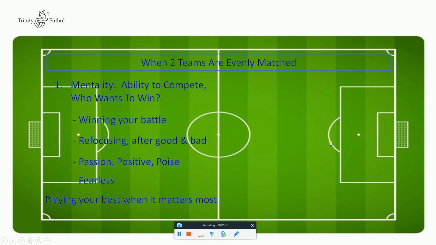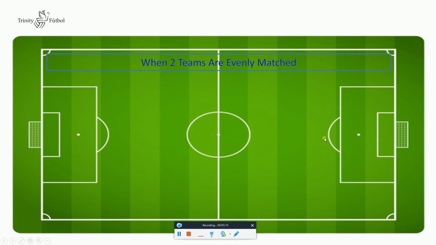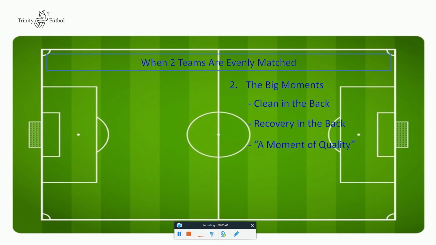The second thing, when two teams are evenly matched, is soccer, there's not a lot of scoring. Soccer comes down to a few big moments. And there are really two sides to that equation. The first is being clean in the back. So there are no big moments in our defensive half, which means not giving away cheap balls, no failure to clear the balls and things like that. Secondly, if there is an issue in the back, can we recover? Can we put out a fire and live to fight another day?